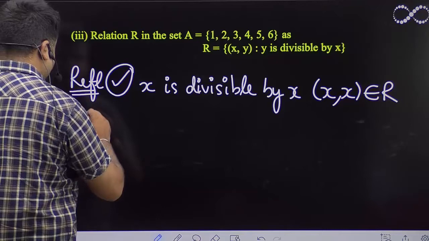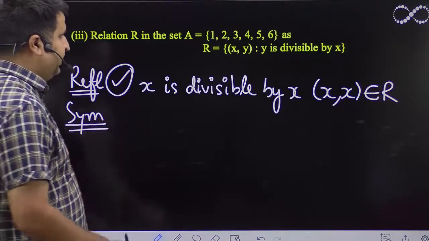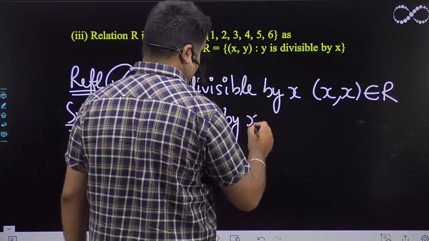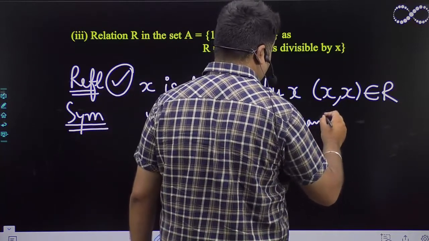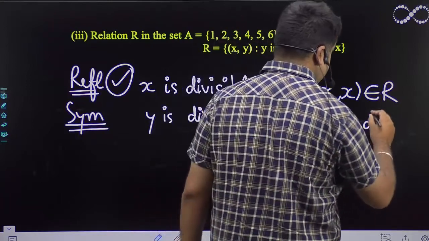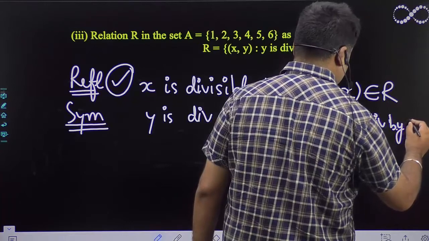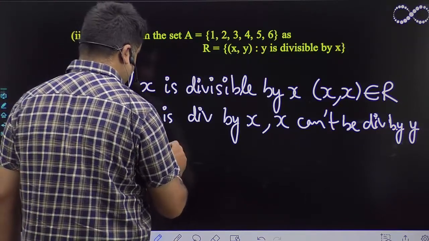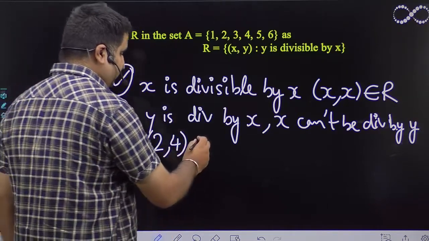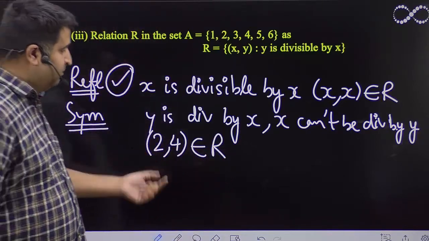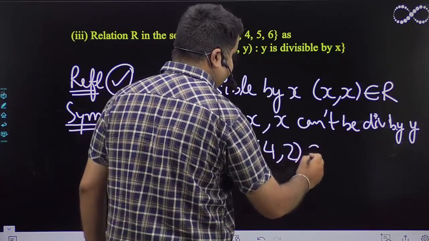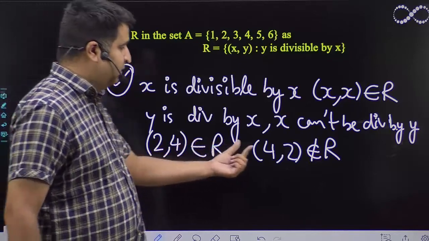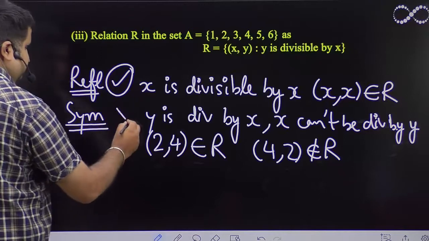Similarly, we'll see for symmetric property. Now if y is divisible by x, then x can't be divisible by y unless they're both equal. So we'll understand this by an example. For example, we have 2 comma 4. Now 2 comma 4 will belong to this relation since 4 is divisible by 2, but 4 comma 2 does not belong to this relation since 2 is not divisible by 4. Now 2 completely divides 4, but 4 does not completely divide 2. So this is not symmetric.